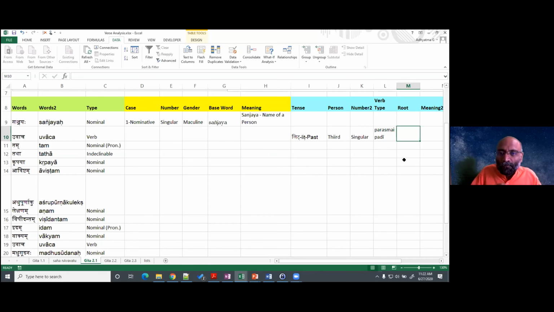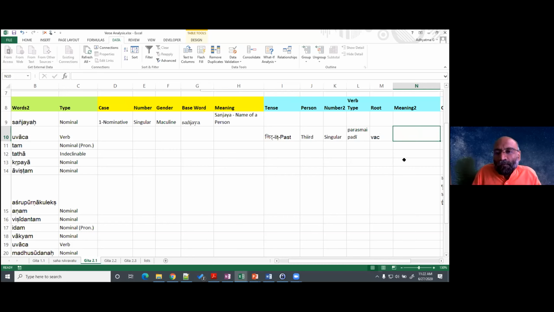The root here happens to be vach. How do we know what is the root for a given verb? Like uvacha, what is the root? That requires some knowledge of grammar. There is no automatic way of knowing. There are some tools some people have designed, and I have given the address of those tools, but those tools are still work in progress and may not be very reliable. But the idea is that you have to have some knowledge of grammar to find out the root. And the meaning of this root is to say, to speak. That's the meaning.